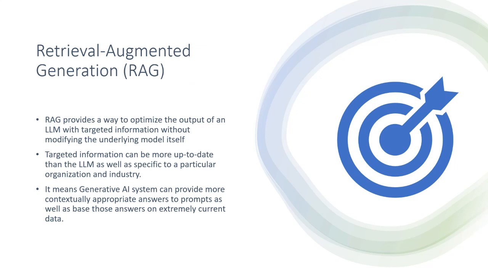The targeted information can be more up to date than the LLM, as well as specific to a particular organization or industry. So the information that we are going to use will be up-to-date information compared to the data which is used in the LLM during training, so that when you make requests to the models, the model is capable of generating responses with higher accuracy.